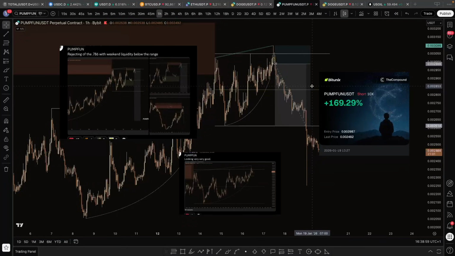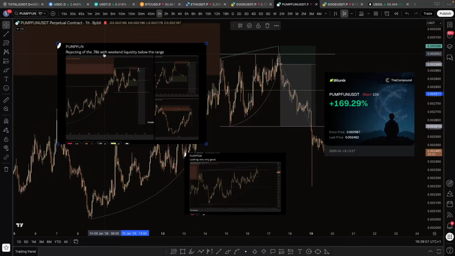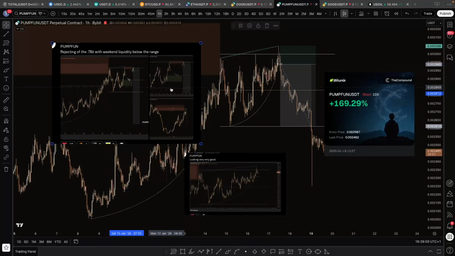So I'm gonna break down this whole trade. I'm gonna go over the context and everything, the entry process. And in the Discord, I was saying Pumpfun rejecting of the 786. I'm gonna explain what it is later. I want price going into the demand, going higher, break structure, and target range low.